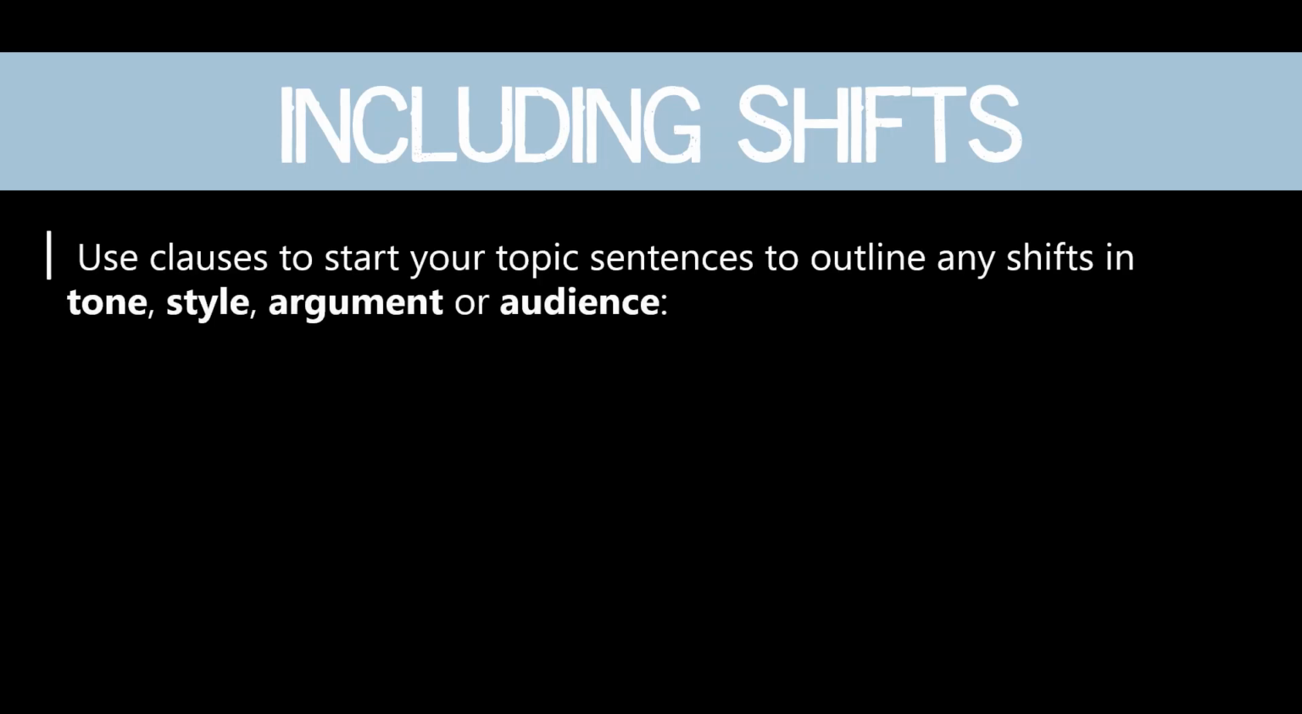But as we mentioned before, we do also want to have a look at shifts. So, things like tone, style, argument, and even audience can shift within a text, and it's really important that we note this. We know from previous examinations that examiners and markers are looking for this. Students that look at the big picture. They're not just going through the article thinking about the arguments and the language. They're thinking about these broader concepts of tone and audience and how they work together.